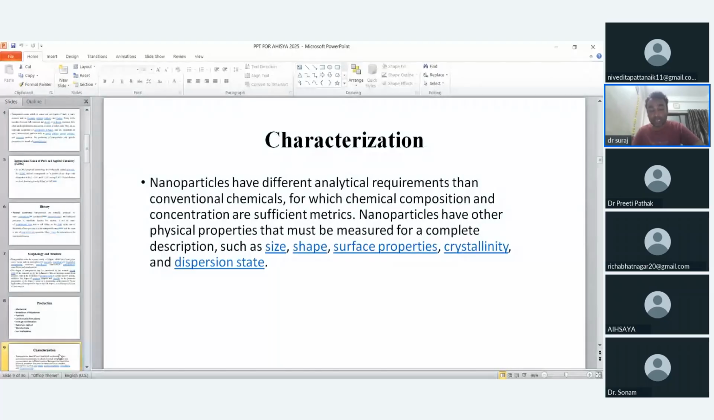Nanoparticles are very different and specific in their shape, size, and surface properties, because the surface properties play a major role. Ultimately, when we deal with the surface property, this will enhance the action of that massless particle. So this surface property plays a major role. Crystalline nature and the dispersion rate. So all these properties are very important in the aspect of nanoparticles.